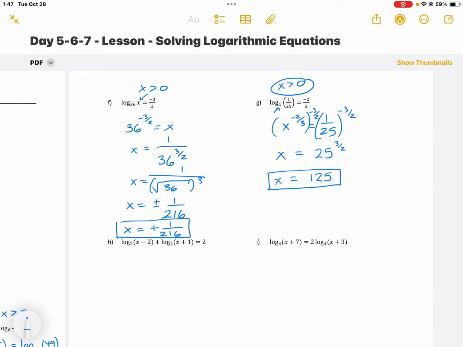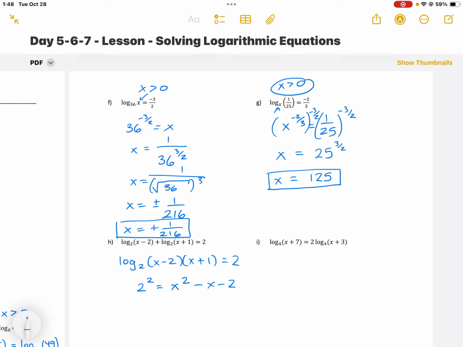In h and i, I've got multiple logarithms. So the first thing I'm going to do for h is notice that they're adding, that they have the same base. So I'm going to multiply the logarithms together. Then I'm going to change it into exponential form. I'm also going to expand. So I have x squared minus x minus 2.